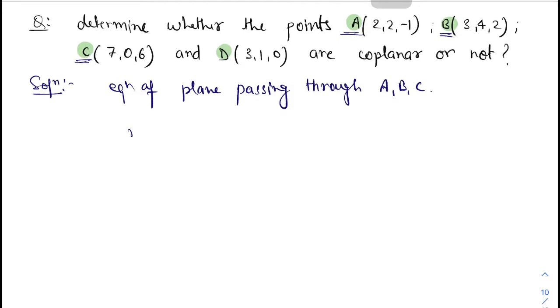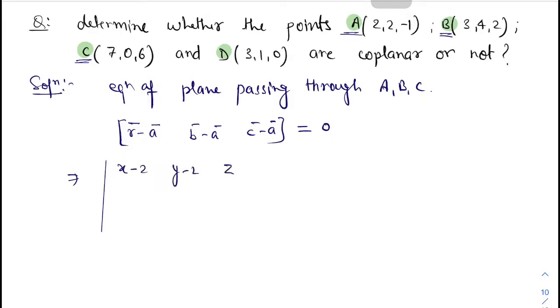Okay, so let us write the equation of plane that is passing from these 3 points A, B and C. Okay, this r minus a, where a is the position vector of point A, then this we can write a minus b, or we can write b minus a also. Okay, so r minus a, b minus a and c minus a, STP of these 3 vectors will be 0. Okay, so I can write it as this r minus a vector will be x minus 2, y minus 2 and z plus 1. Then b minus a will be 3 minus 2, that is 1, 4 minus 2 and 2 minus 1 will be 3. Then c minus a I can write 7 minus 2, 5, 0 minus 2 and 6 minus 1.